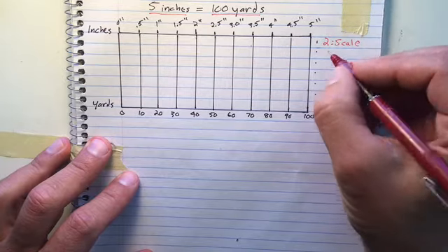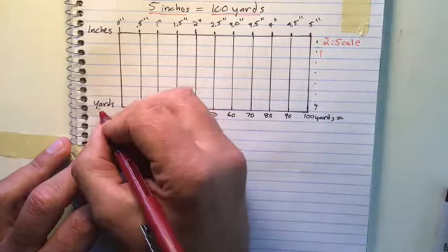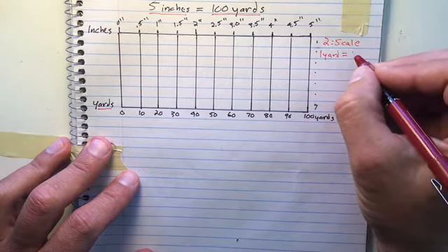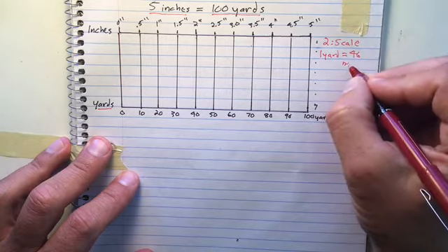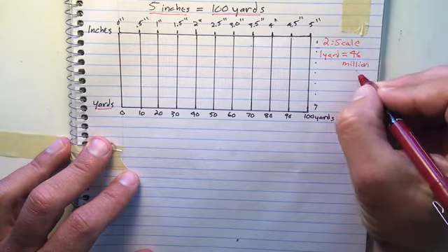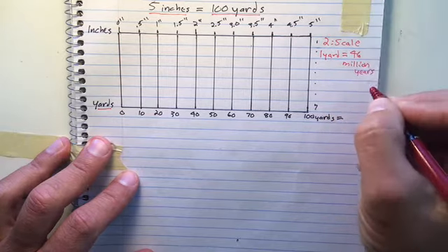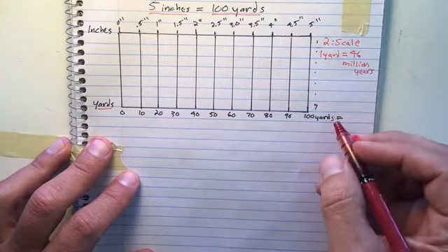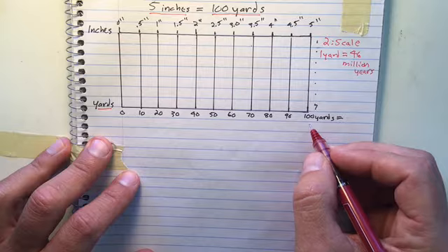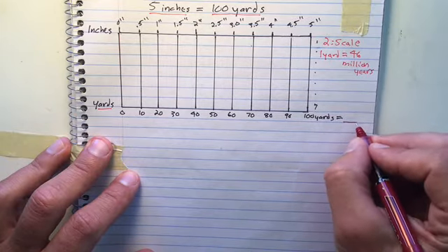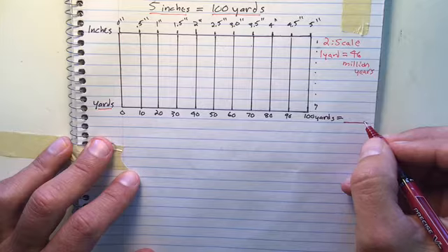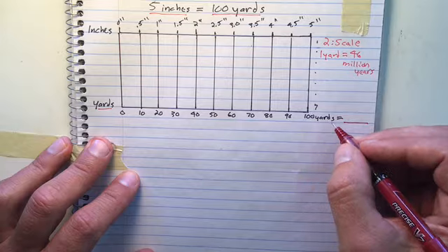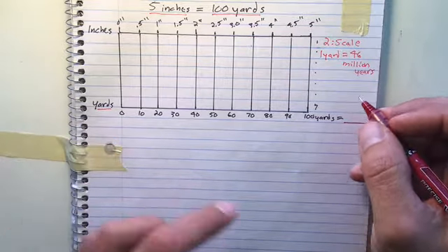And on this scale, now we're talking about yards, 1 yard equals 46 million years. Okay, so again, 1 yard equals 46 million years. If we have 100 yards, see if you could figure that out. If 1 yard equals 46 million years, how many years would be in 100 yards? You can pause the video if you want to try to figure that out.